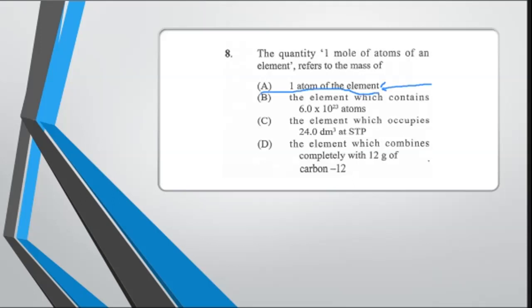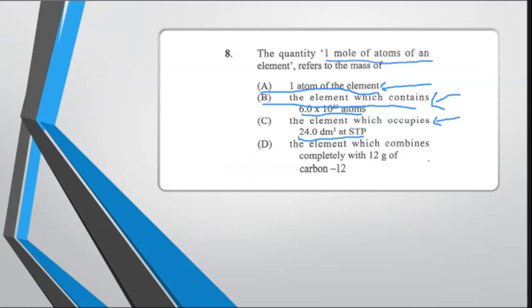Part B, the element which contains 6.0 by 10 to the 23 atoms. Again, this is part of it, but this is not 100% correct. This is missing something for us to say that this is right. The element which occupies 24.0 dm³ at STP. Now, at RTP it is 24, at STP it is 22.4. You have room temperature and pressure and standard temperature and pressure. This one's supposed to be 22.4, but either way, it does not address exactly what the quantity of 1 mole of atoms is.